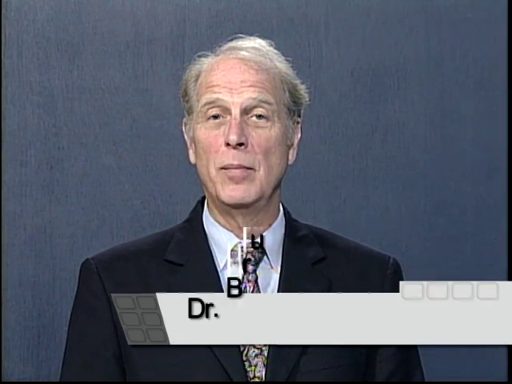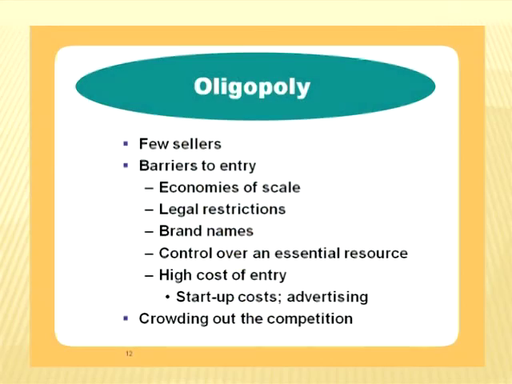Today we're going to talk about the second most frequently occurring industrial organization. Last time we talked about monopolistic competition, which is the most frequently occurring. Today we're going to talk about the one that occurs not quite as frequently, but we see lots of really good examples of it. And so today we're going to talk about oligopoly. Now, oligopoly is kind of a mouthful, but it's a very frequently occurring industrial organization. So let's look at the characteristics of oligopoly.